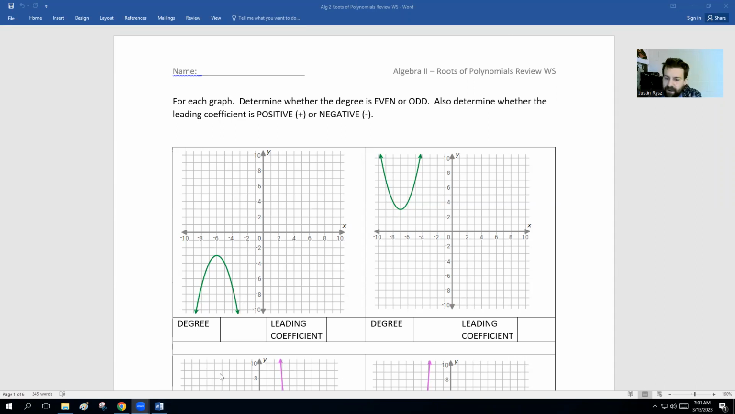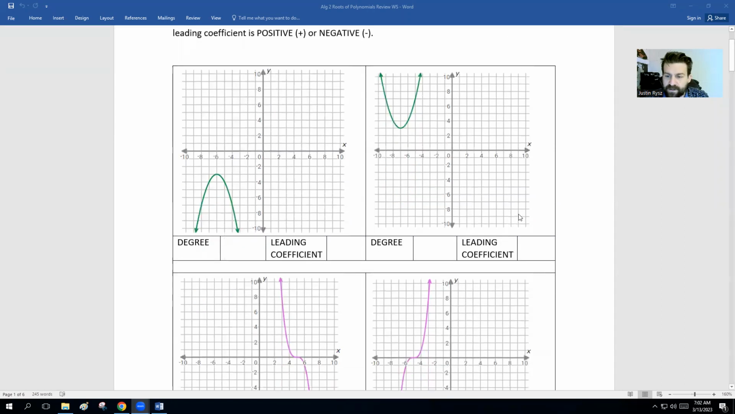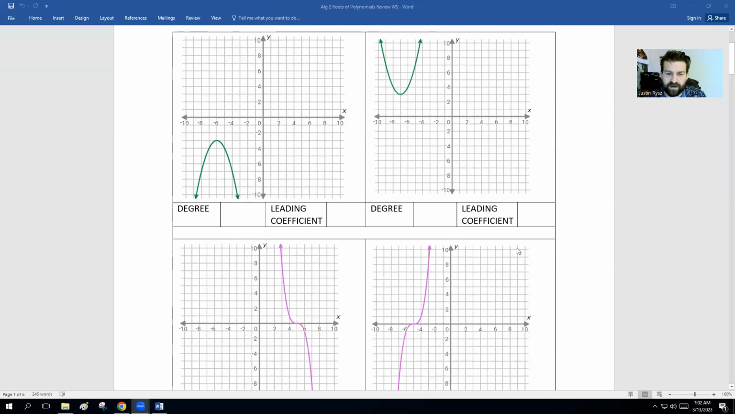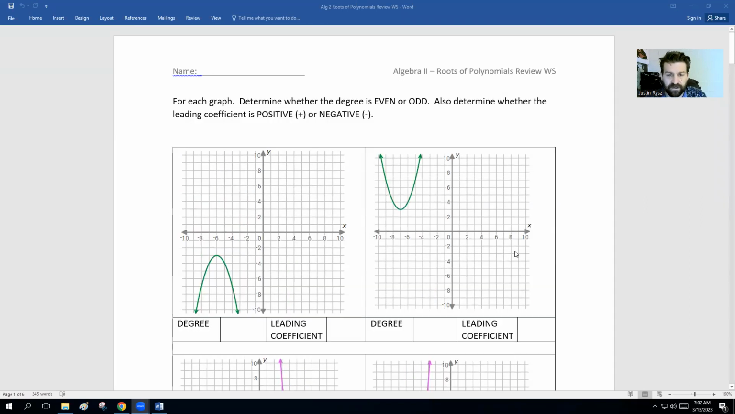Just to let you guys know, this is pretty much going to be the same format as the test that you guys will take. So let's just go through it and see each problem, what it's going to look like, and how we solve it. So at the beginning here, I'm going to give you four graphs, and what you need to do for each graph is determine whether the degree is an even or odd degree polynomial, and whether the leading coefficient would be positive or negative.